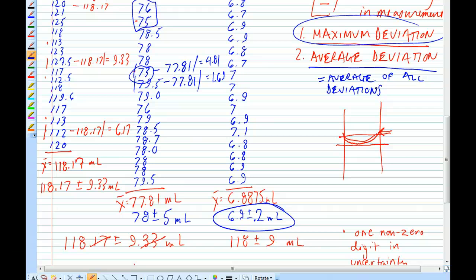Let me give you an example. If you're an engineer and you're designing airplanes, and these numbers are the amount of stress on the wings that the plane will experience when it's flying through the air, would you want to use a larger deviation, like the maximum deviation, or the smaller, the average, Martin? You'd want to use the larger one because you want worst case scenario, right? So it depends on your purpose.